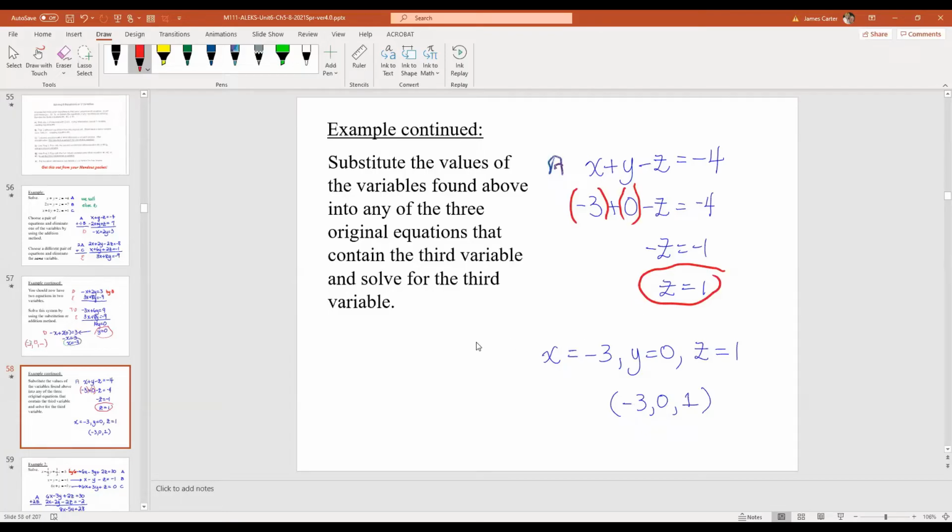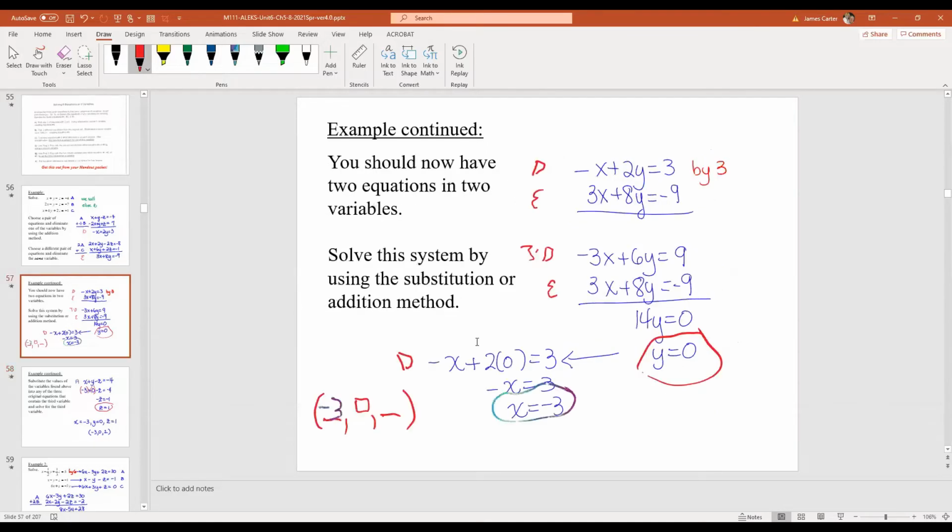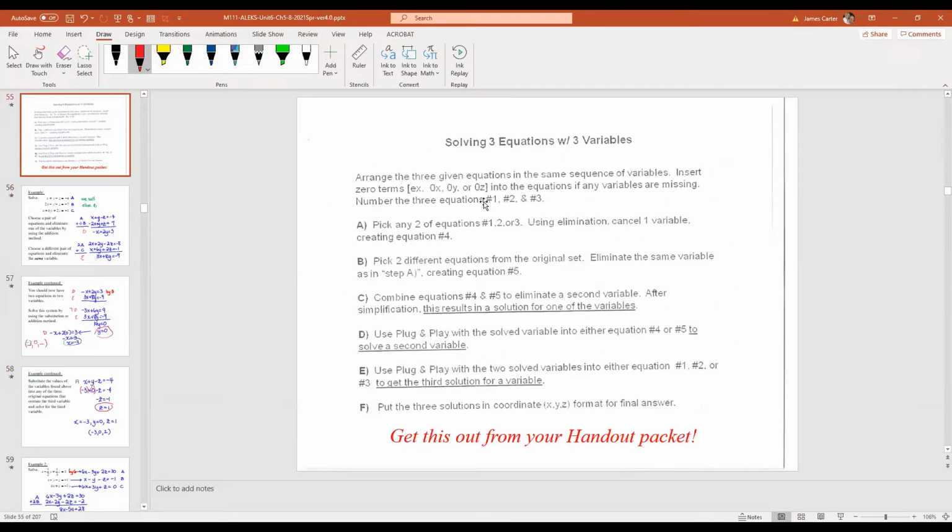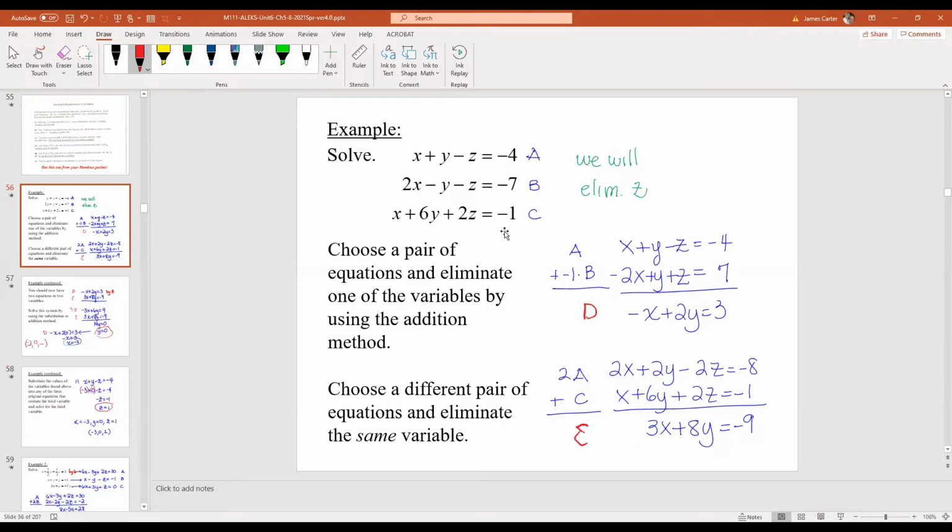Do any of you have questions about this? Now, let's go back and see how this fits with the steps that I showed you. First, we number or letter the equations. We decide what variable we want to start with. They chose equations A and B. They had to multiply B by -1 to get an opposite pair. So they added these two equations, eliminating the z in those two and giving us this one.